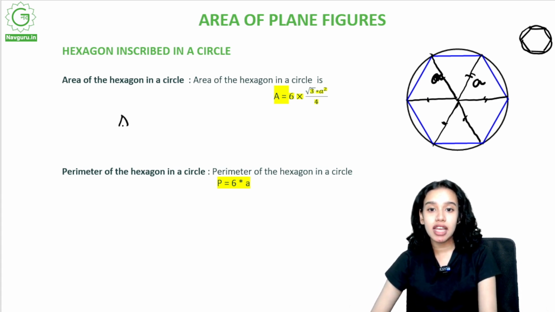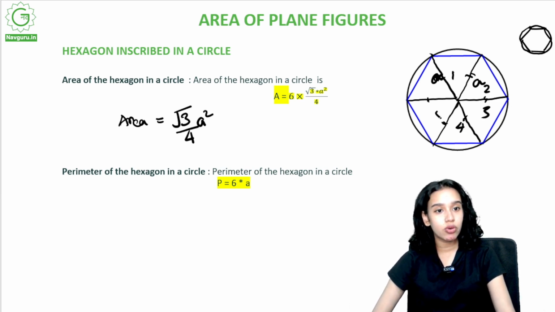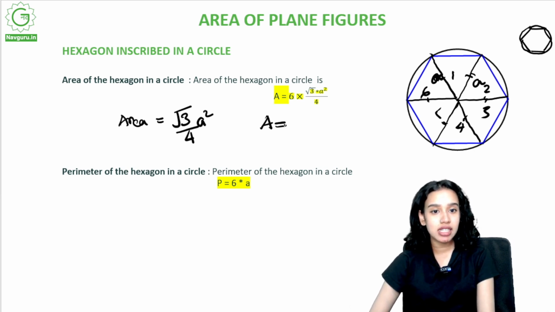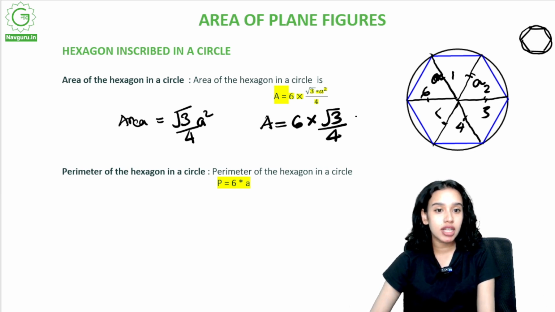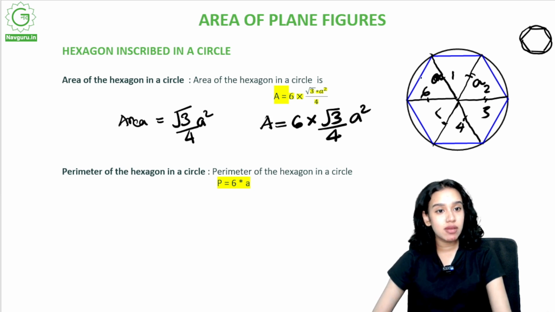So, what is the area of one equilateral triangle? It's root 3 by 4 a square. How many equilateral triangles are we getting here? It's 1, 2, 3, 4, 5 and 6. So, the area of a hexagon inside a circle would be 6 times root 3 by 4 a square. Now, the perimeter would be 6 times the side of this triangle, so 6 into a, right?